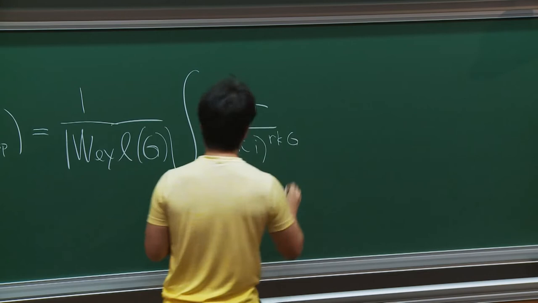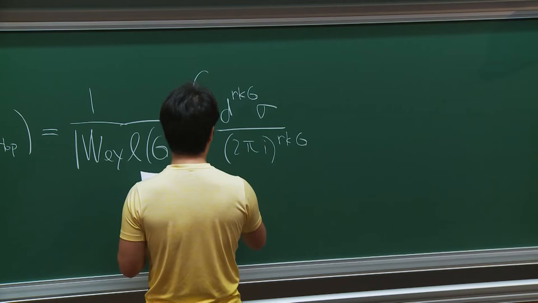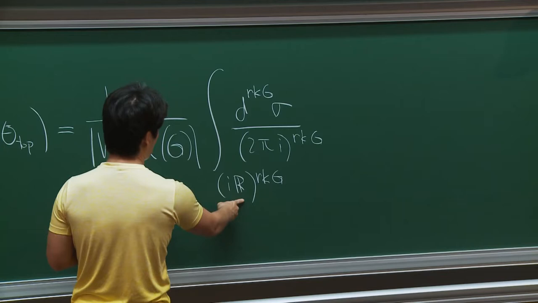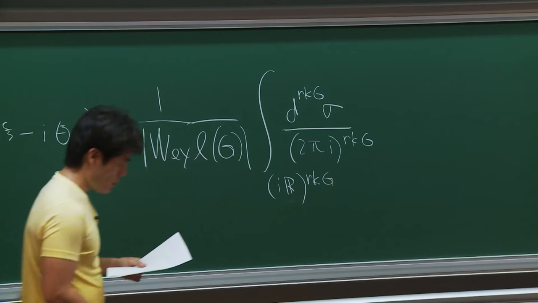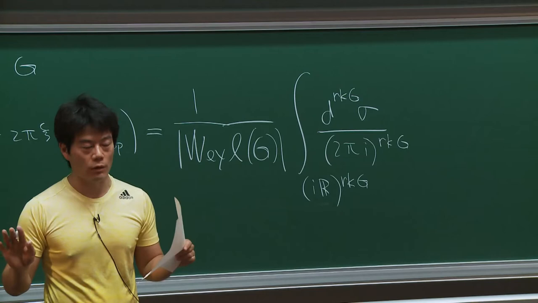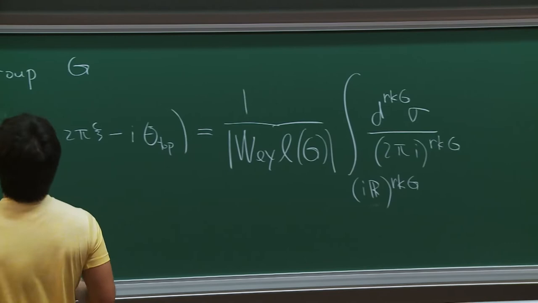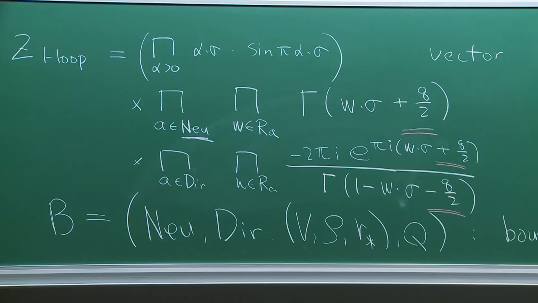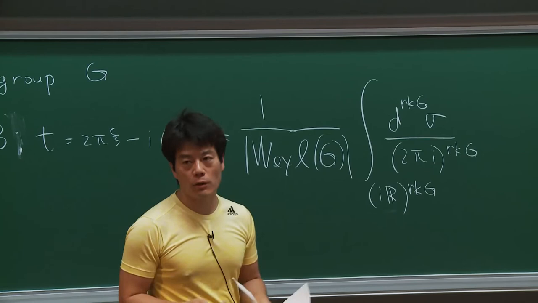As a contour, I just simply write the most naive one. This is just the imaginary axis raised to the power of the rank of the gauge group. And this is what you get from the boundary condition on the vector multiplet I described yesterday. Actually, depending on the representations rho and r star carried by the Chan-Paton space, and also depending on the twisted masses, you may need to impose a more refined boundary condition on the vector multiplet.